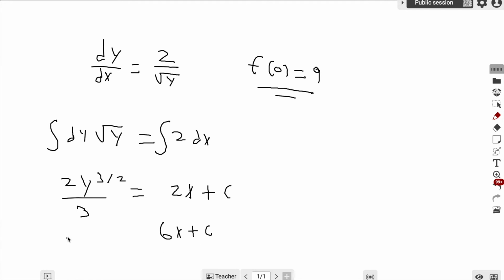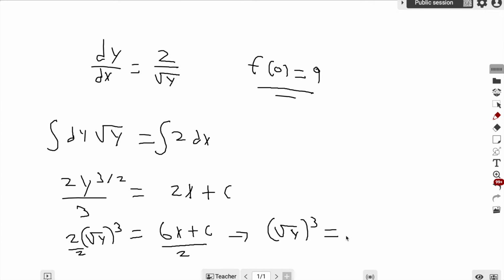And then we have 2, and then this is where I'm going to rewrite my y. So y to the 3/2 is the same as the square root of y cubed is equivalent to 6x plus c. So we can also then divide by 2 to simplify this here. And then it's just going to be equal to the square root of y cubed, and that is a y there. The square root of y cubed is equivalent to 3x plus c.